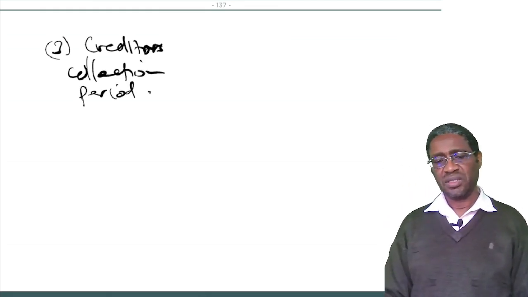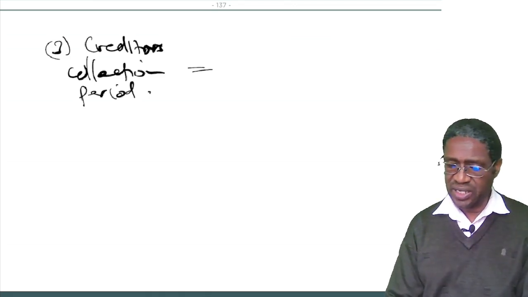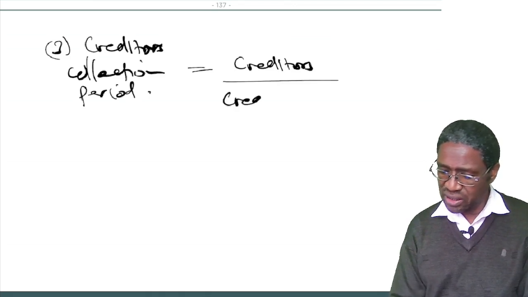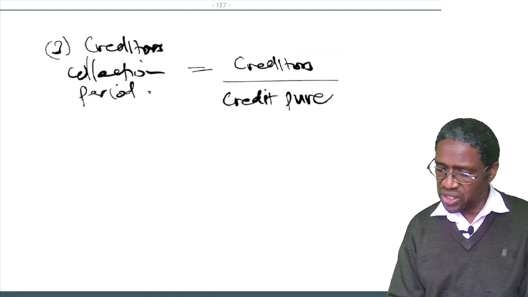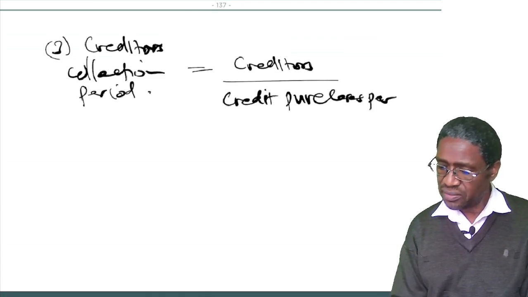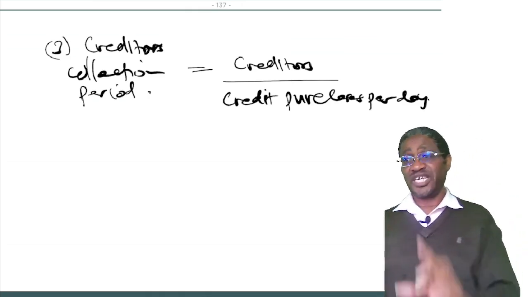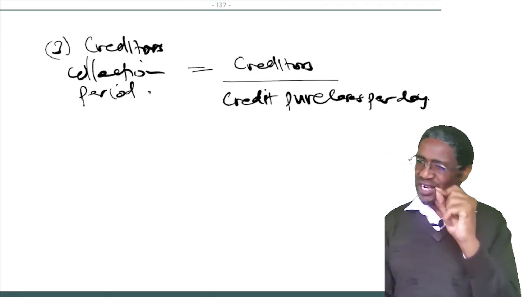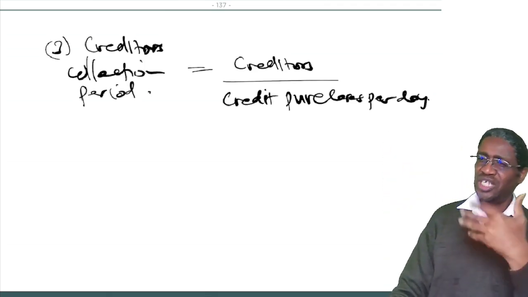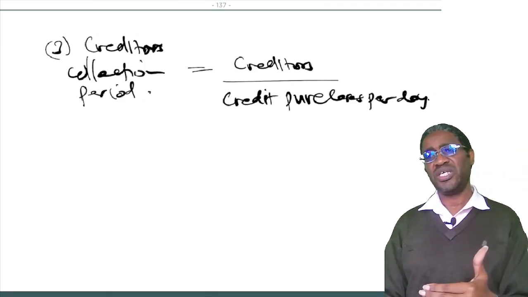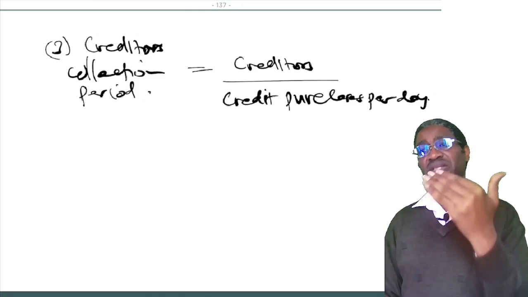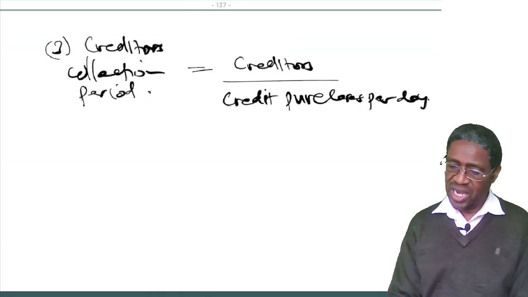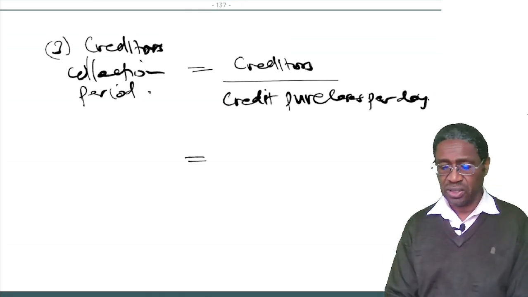Listen. This again is determined by taking creditors and dividing by credit purchases. Don't write credit purchases per day. You take the creditors of your firm, you divide by credit purchases. We are not dividing by total purchases because cash purchases don't give rise to creditors. It's only credit purchases that give rise to creditors. That's why we are dividing by credit purchases. Again, this can be expressed as creditors.